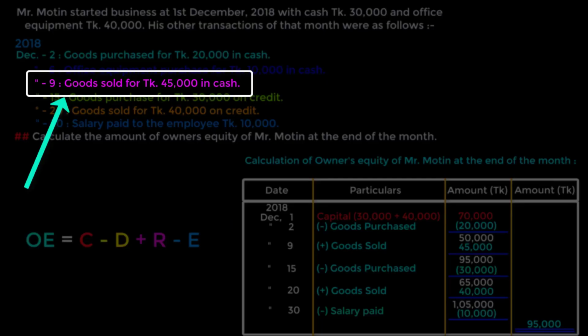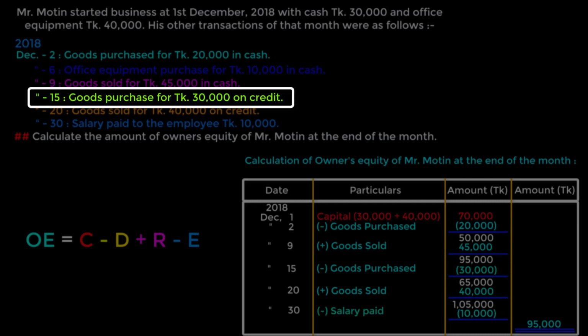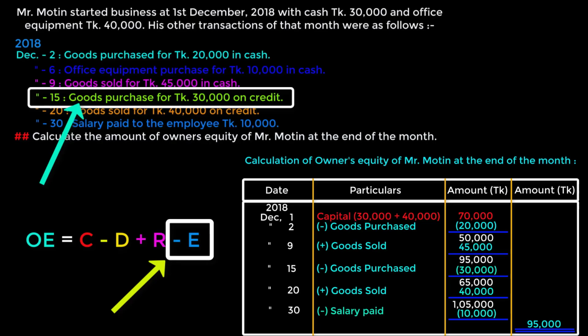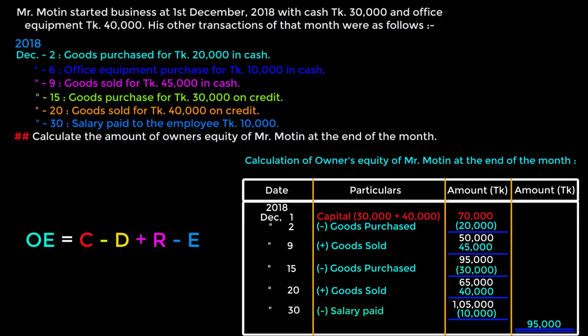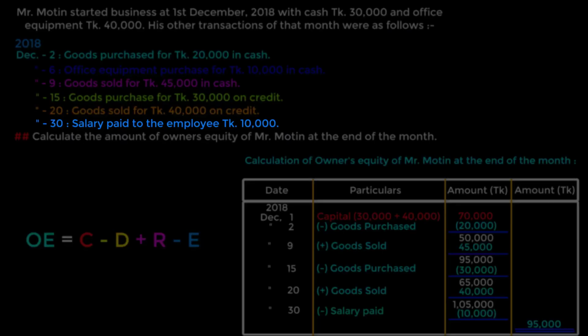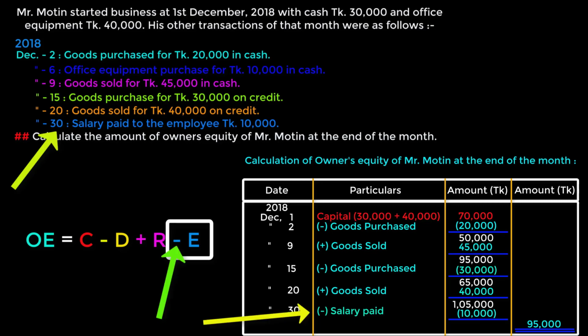This transaction is related to profit. So I wrote this transaction here to calculate the owner's equity. As purchasing goods is an expense and related to profit, I wrote this transaction here with this minus sign. This transaction is related to profit. So I wrote here this transaction. Paying salary is an expense and is related to profit. Therefore, I wrote this transaction here with this minus sign.